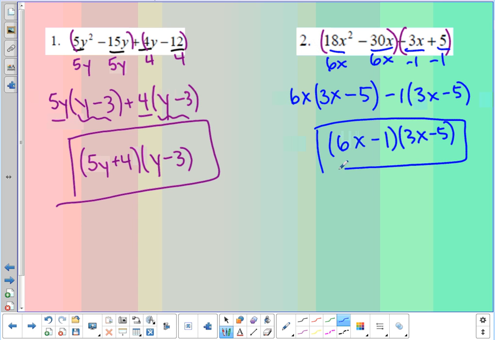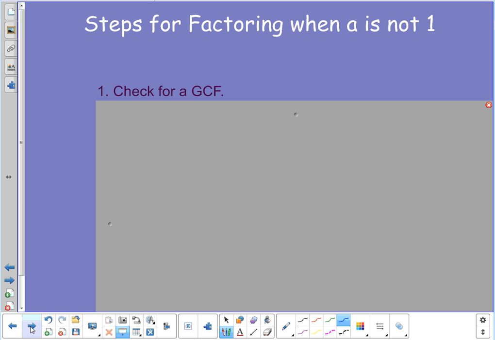All right. So now let's talk about what it means to factor trinomials. Now factoring by grouping worked when we had 4 terms. But what happens if you only have 3 terms? How do you group them together? Do you group the first 2, the last 2? What do you do? So when we are factoring when a is not equal to 1, we're factoring trinomials.